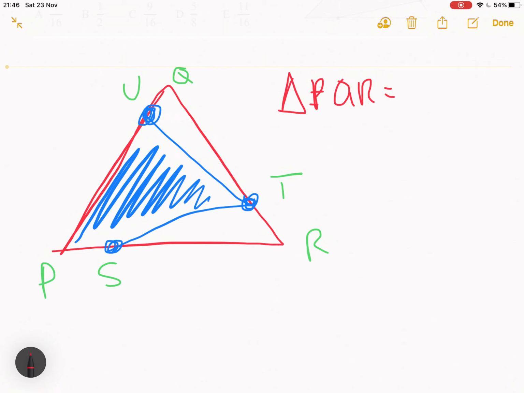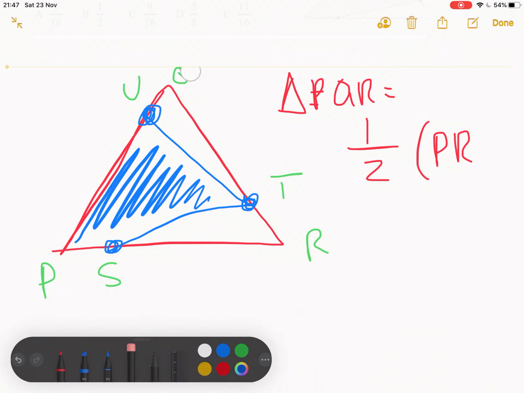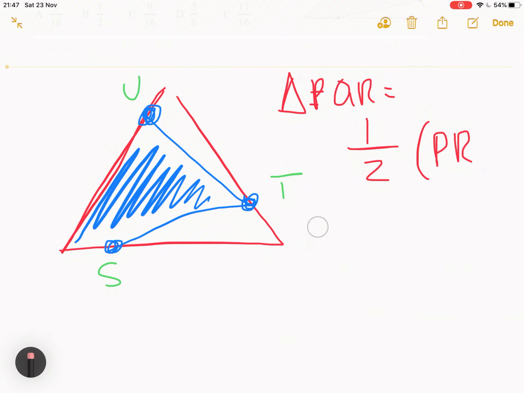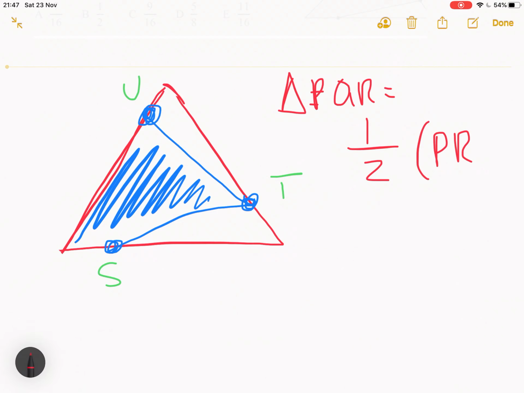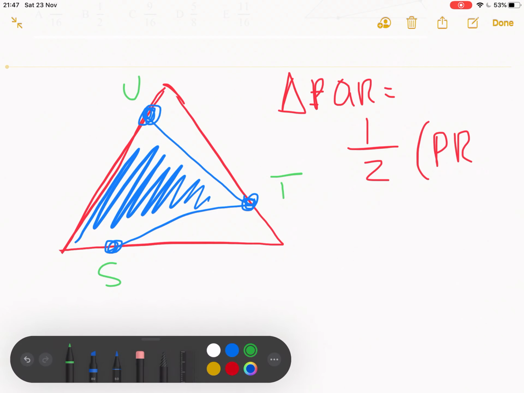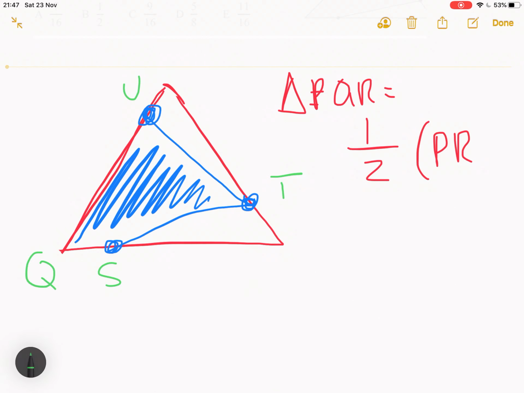So to find the area of PQR, for example, we're going to have to do half of the base, which here is PR. This confuses everything. We're just going to swap the letters. So we're gonna do this as Q, R, and P. Okay, so that makes it easier.